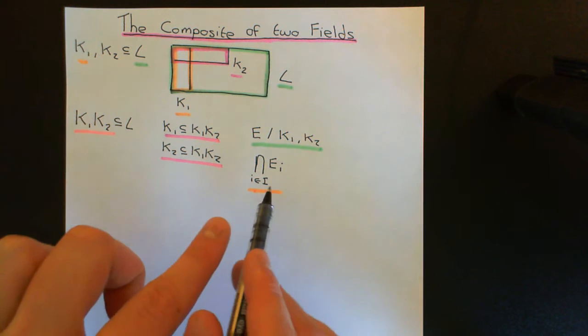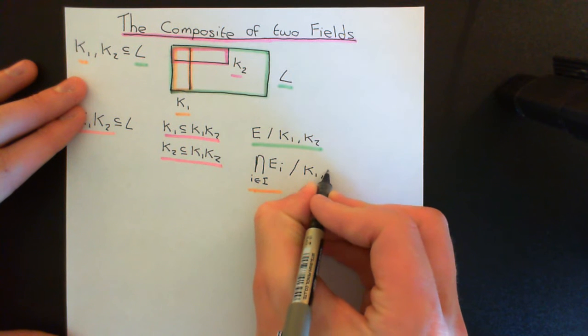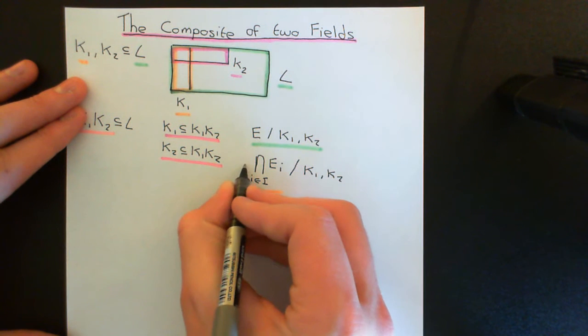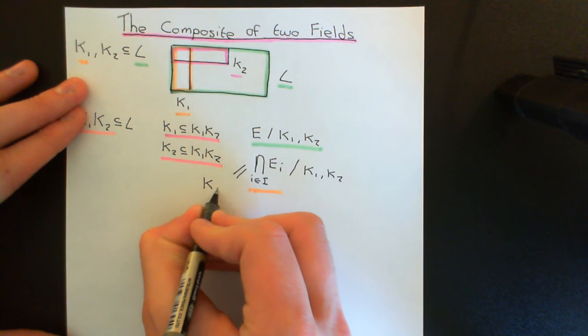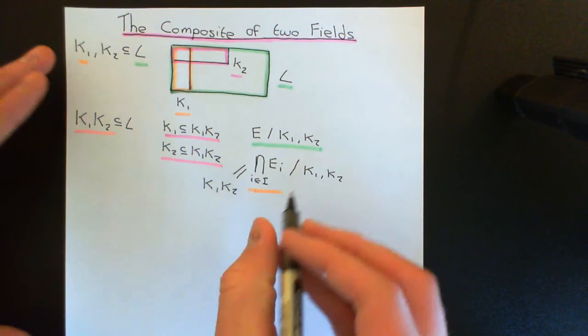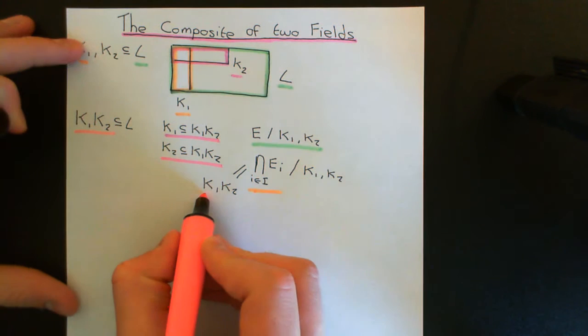And this one now is still going to be a field extension of K1 and K2, and indeed this is what we're going to be calling the composite of K1 and K2. So this is going to be equal to the composite of K1 and K2, and it is indeed going to be a field extension that completely contains K1 and K2. Now, why is it going to be the smallest one?